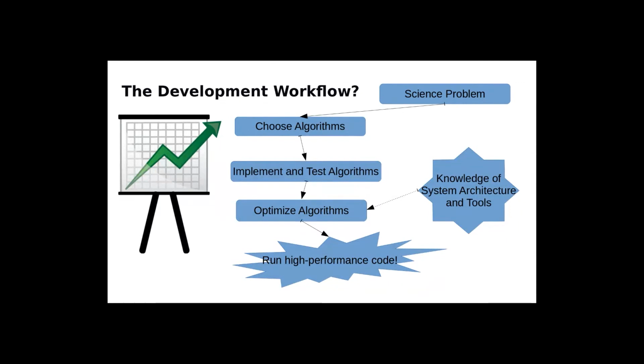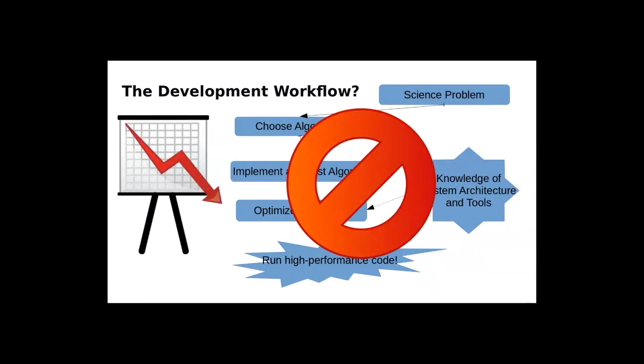First, you have a science problem. Then you choose the algorithms you're going to use to solve the problem. You implement and test the algorithms. You optimize the algorithms, and in the optimization process, take advantage of knowledge of some architecture and tools. And then when you're done, you have a high-performance code and you run it. However, that doesn't generally work.